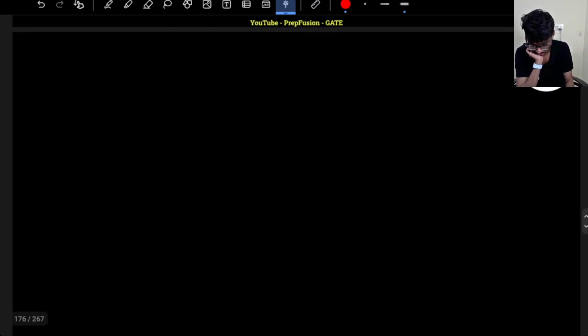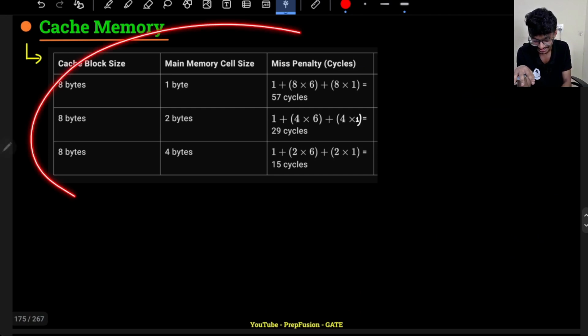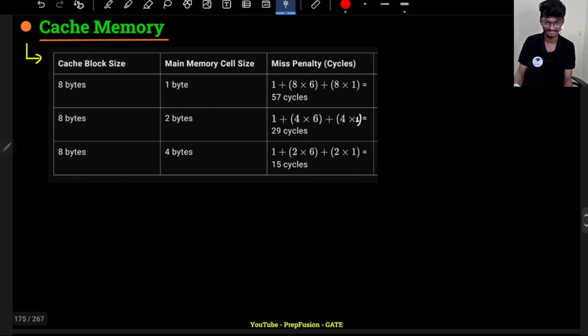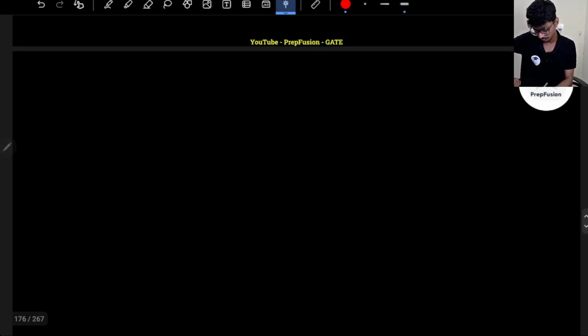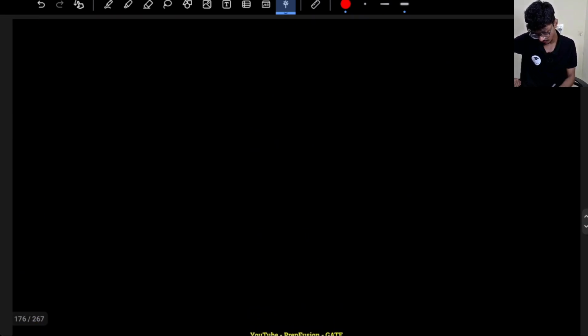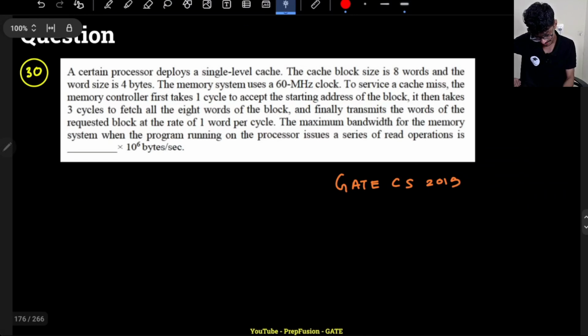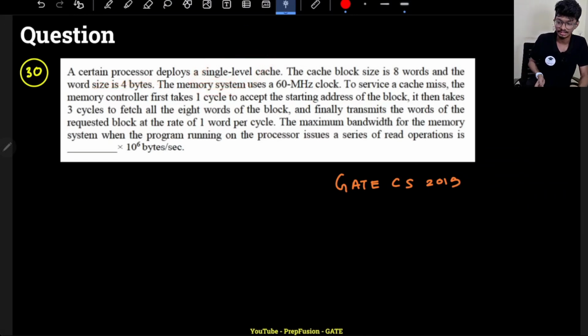Whatever I have explained here is written in proper handwriting for you to understand. Okay, now let's solve a few questions. This is the first question. A certain processor deploys a single level cache. Don't worry about this single level cache; we will understand multi-level cache in the next lectures. The cache block size is 8 words and the word size is 4 bytes.